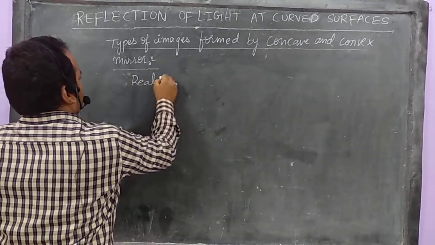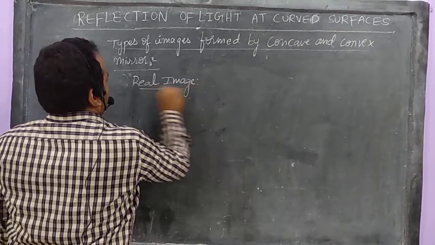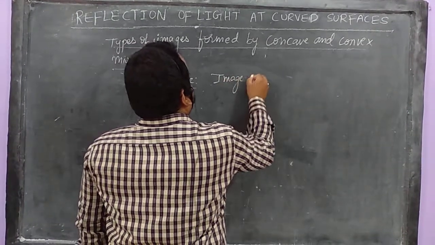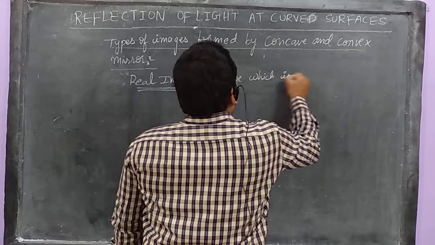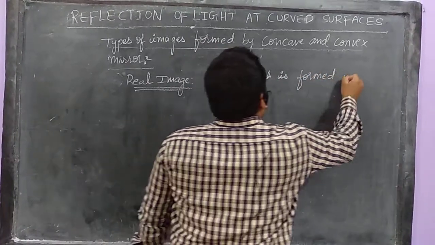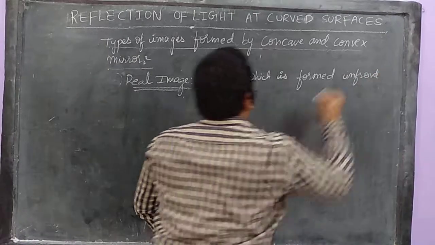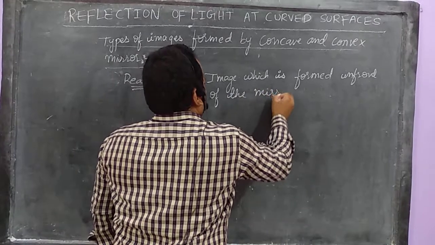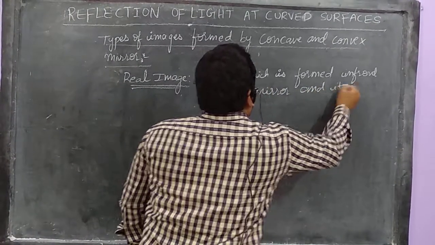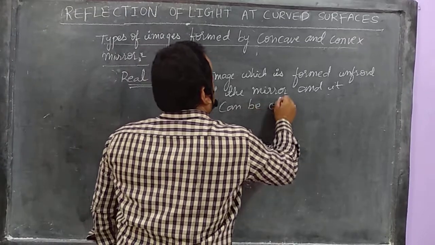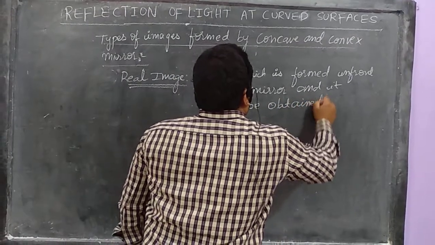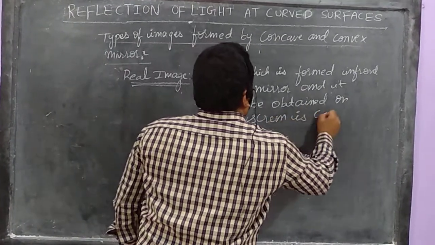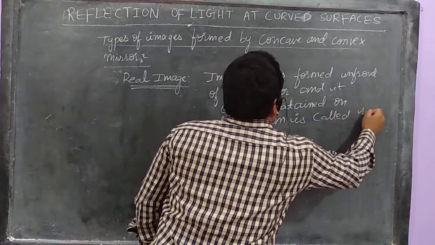Real image. Let us discuss what is real image. An image which is formed in front of the mirror, and it can be obtained on the screen, is called real image.